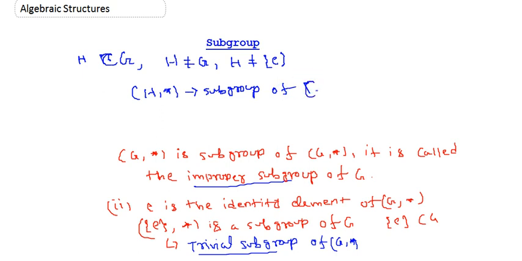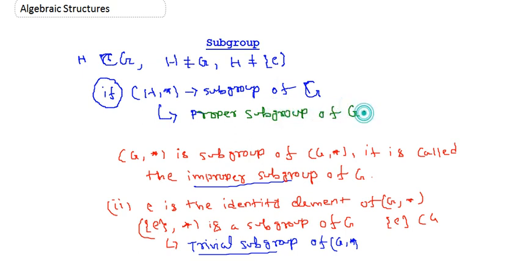The word if is very important. It's not always true that any subset of G will become a group. So H star is a subgroup of G, and this type of subgroup will be called the proper subgroup of the group G. So remember the name.